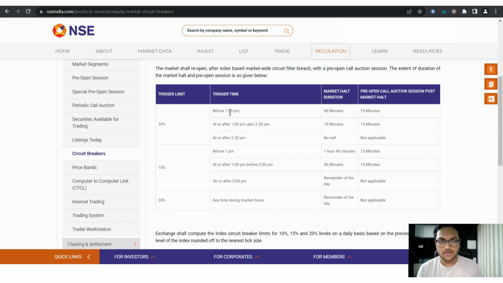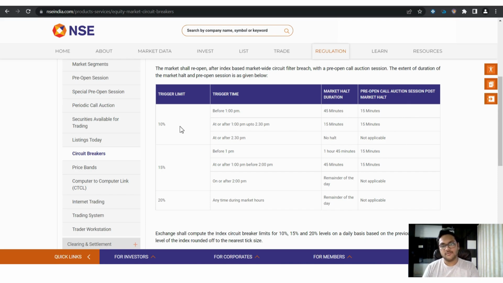If this happens before 1 p.m., the market will pause for 45 minutes. The market will pause, all the prices will freeze. There will be no trading for 45 minutes. After 45 minutes, there will be 15 minutes of a pre-opening market session. Like we had discussed, from 9 to 9:15 there is a pre-market opening session. A similar session will happen for 15 minutes and then the market will resume normally. And if this happens in this other time slot, there will be only a 15-minute pause in the market, then again 15 minutes of the pre-session, and then normal trading will continue.